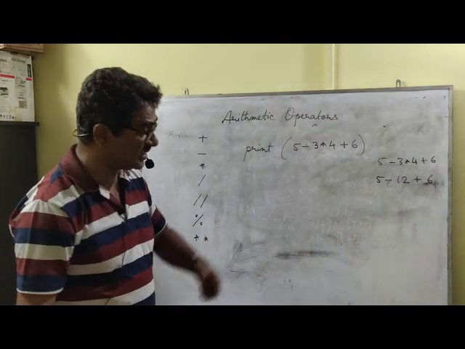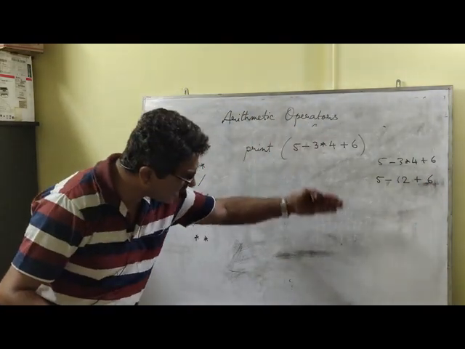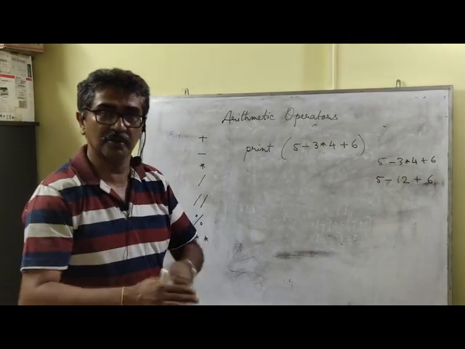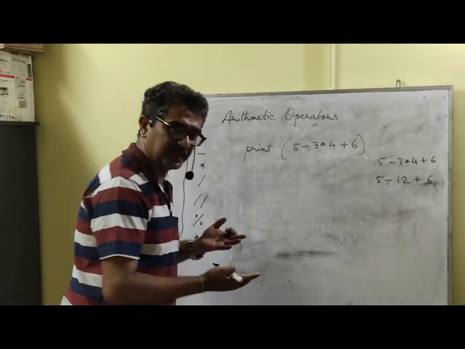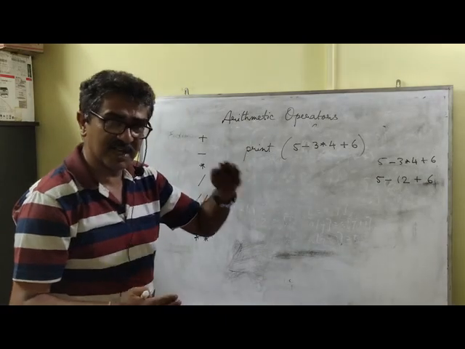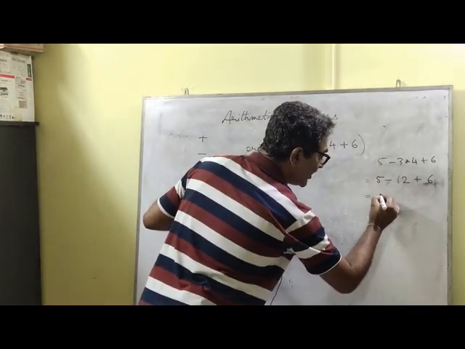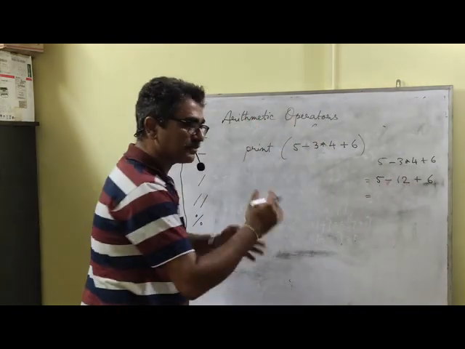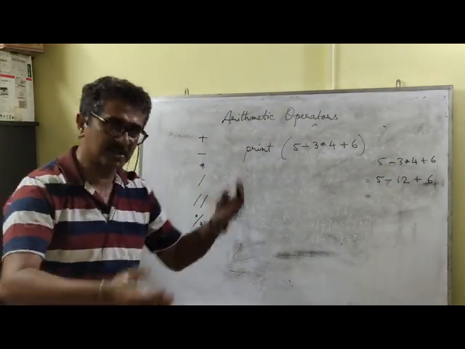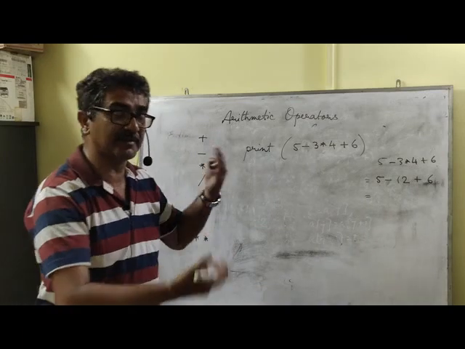I'll be giving you assignments related to this. Please do it the way I am showing you. Do not jump. Don't give me the answer directly. Do the evaluation the way the computer is going to do. So this is what we get. And then what do we have? 5 minus 12, because plus and minus have the same priority. So here, since minus comes first, it will be evaluated first.